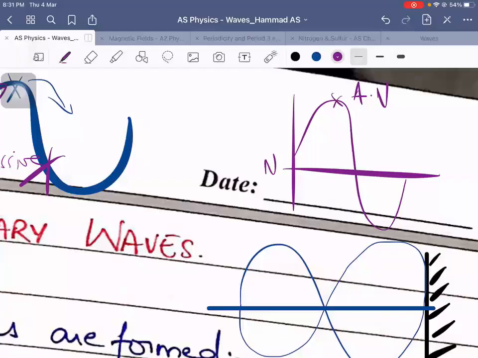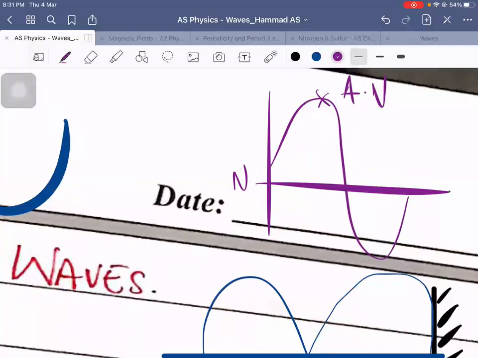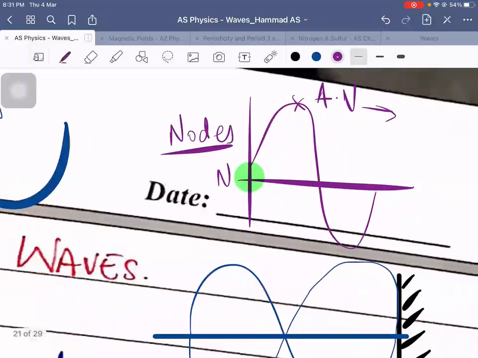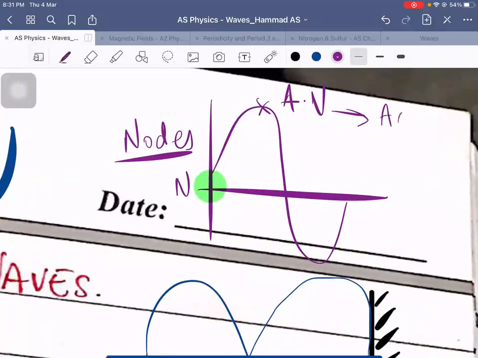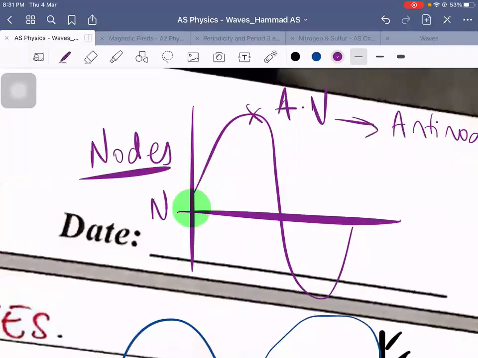As I mentioned, a stationary wave will have only 2 types of points. Points having zero displacement are called nodes. Points having maximum displacement are called antinodes. For example, let's say I had a sound beam being produced, a sound wave being produced. At the node, you would hear nothing, literally nothing. But at the antinode, you would be hearing a large amount of sound.